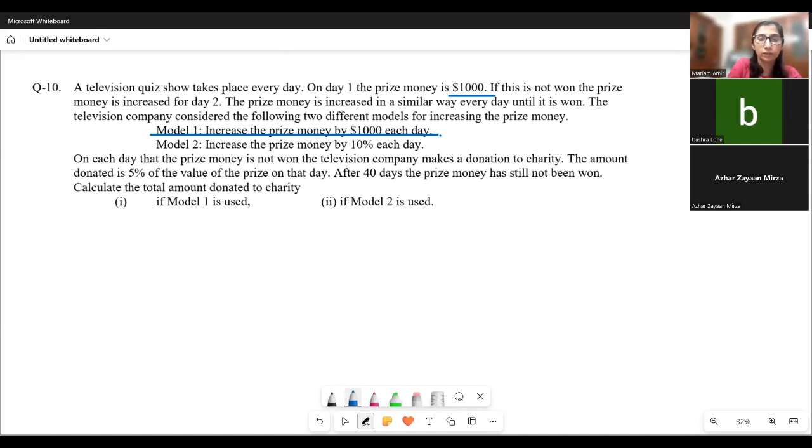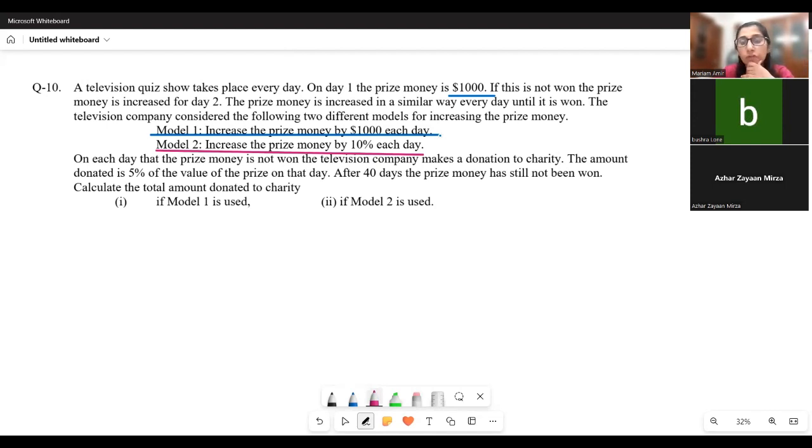And model 2 is increase the prize money by 10% each day. So if no one wins the prize money, the next day's prize money increases by 10%. Yeah, that is what the question is about. On each day that the prize money is not won, the television company makes a donation to charity. The amount donated is 5% of the value of the prize on that day. So on the day nobody wins, 5% of that day's money goes to charity.